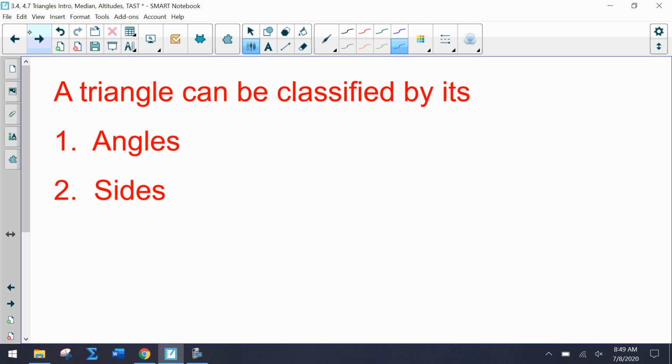Okay, so triangles can be classified by their angles and their sides. So let's think about how we can name triangles. I want everyone to use this as an opportunity to pause and think and write down the different types of triangles that you know. So pause, think, what are the types of triangles that we could identify or classify? And after you've paused and thought about that, please continue the video.